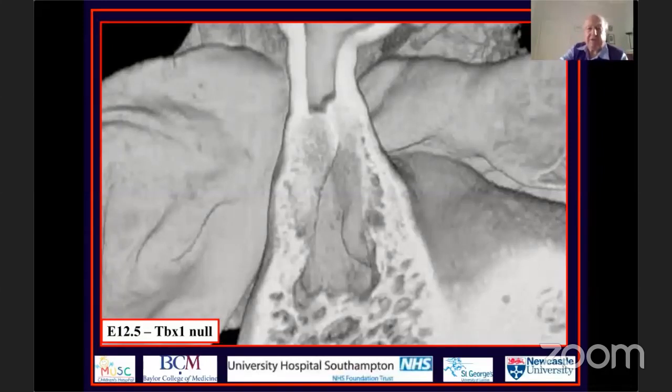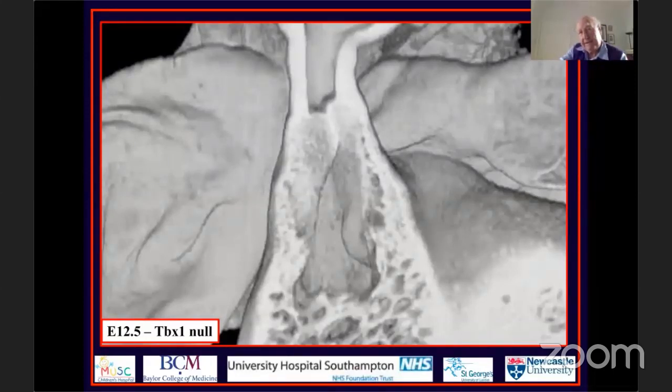And these mice, the TBX1 null mice, the TBX1 gene has been knocked out. All of these mice develop common arterial trunk. So we can trace what happens as development proceeds. And so I'm showing you an episcopic image from such a TBX1 null mouse at embryonic day 12.5.